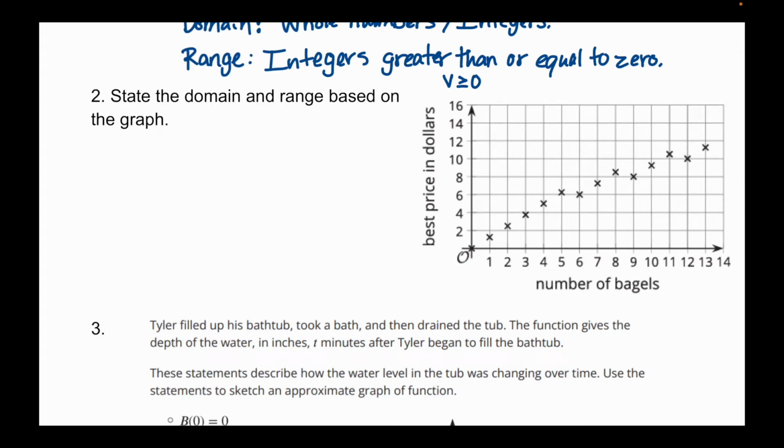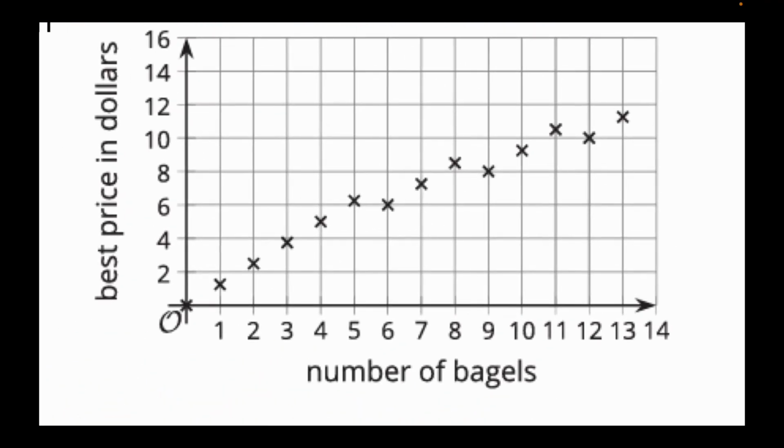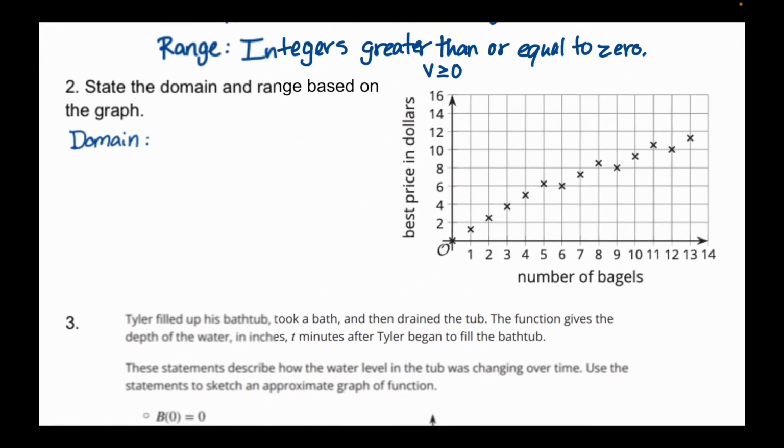So we can say domain, and it does look like this is whole numbers only, which would make sense. I'm pretty sure there's not too many bagel shops or coffee shops or wherever they're buying these bagels that they would let you buy a portion of one. I mean, maybe half, but we're going to say it's whole numbers or integers. So we can say integers.